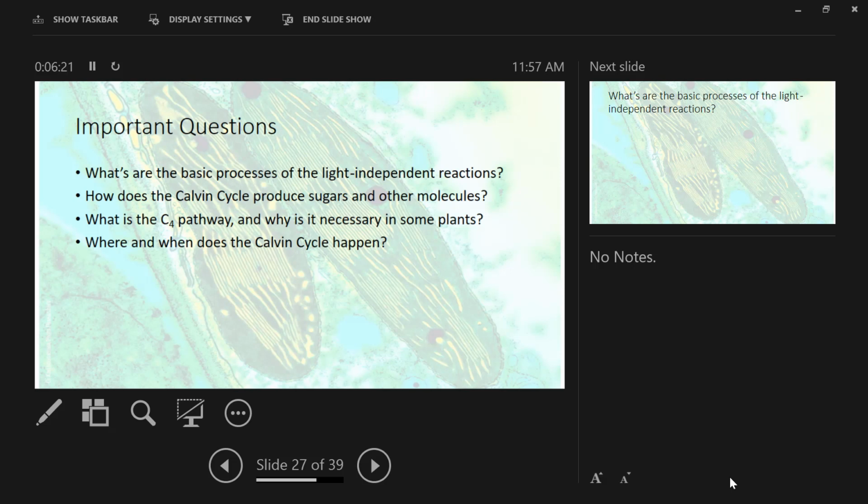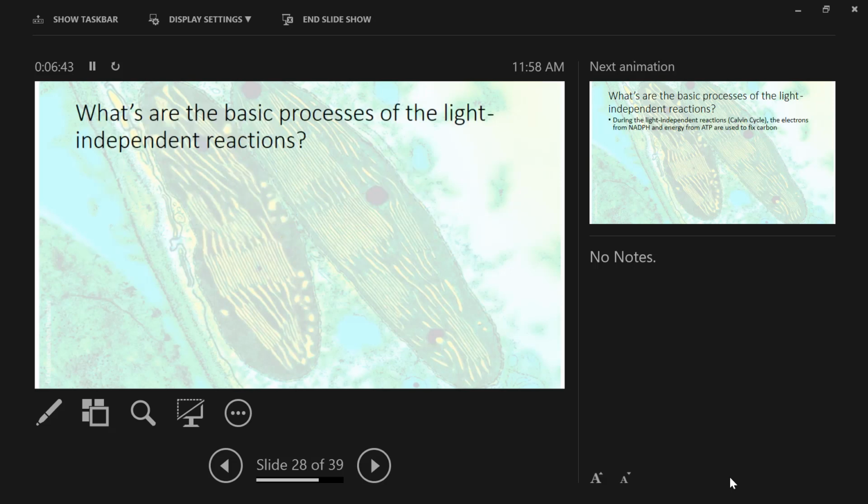Now, the last 2 questions, I will say, are not answered in your textbook. This is material that's been pulled from another textbook. This is the only area of the entire textbook where I feel like it was missing something. So I don't want you to miss out on it. So I provided it for you. You're welcome. All right, so the first question: what are the basic processes of the light-independent reactions?